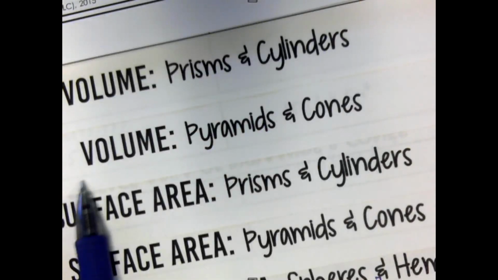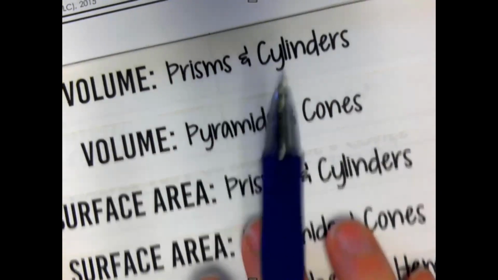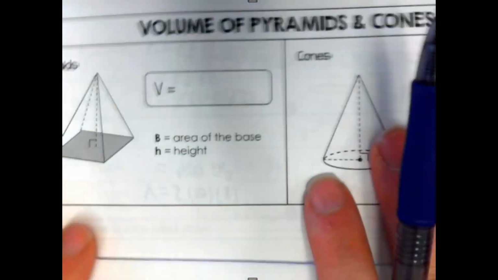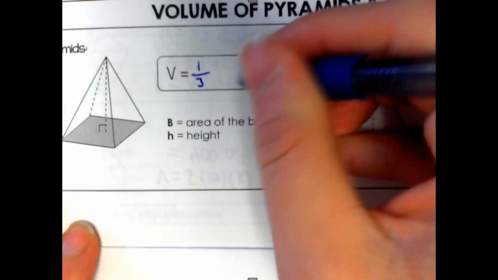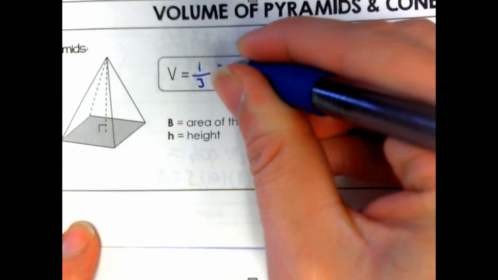Okay, today we're doing volume of pyramids and cones. So go ahead and open up this flap and we'll put our formulas down. So for starters, the volume of a pyramid is 1/3 the area of the base times the height.